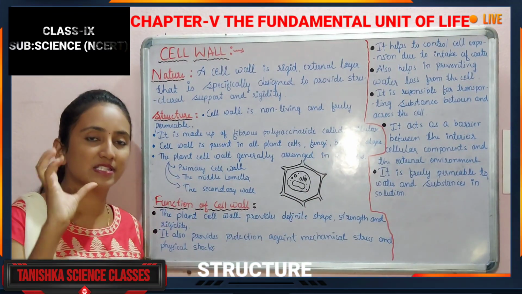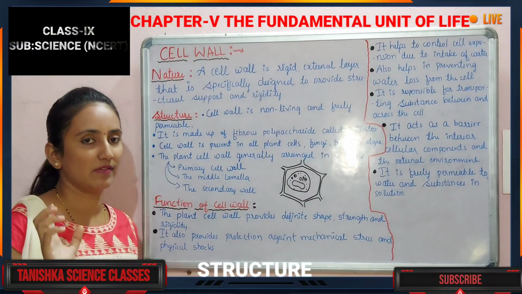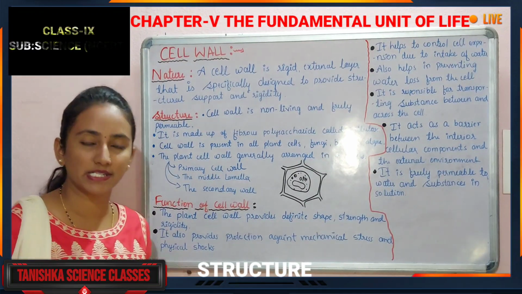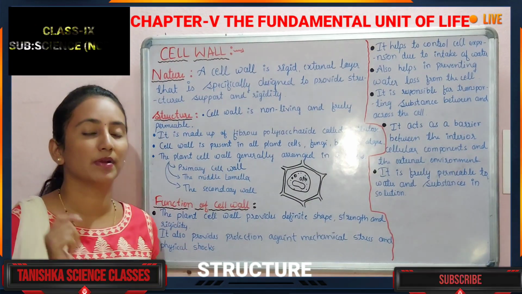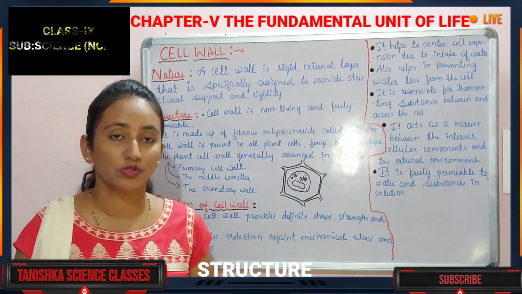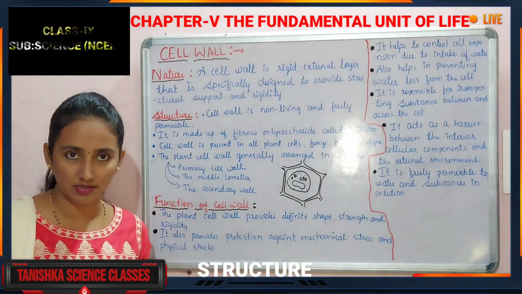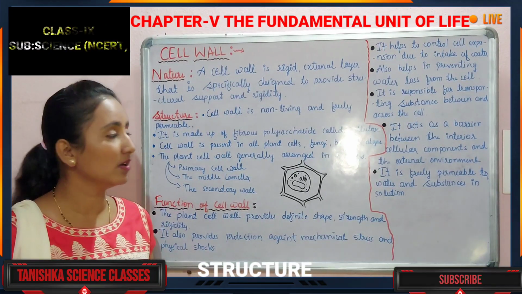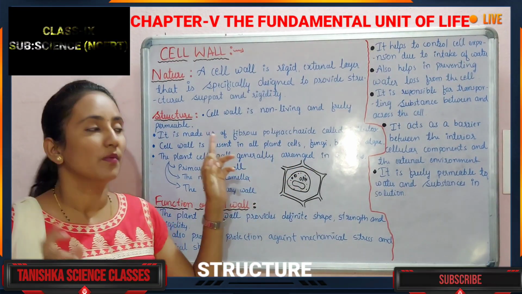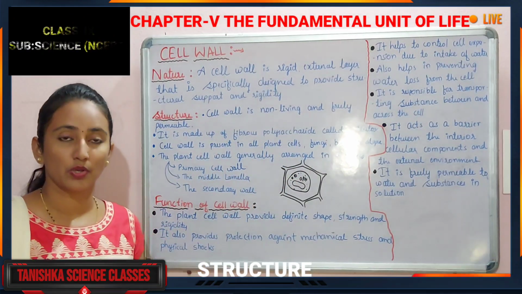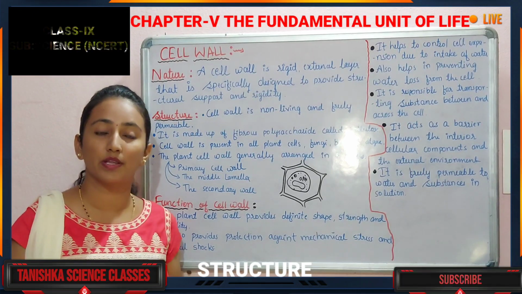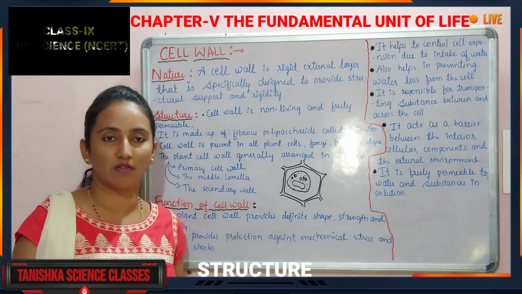I have said that only some organisms contain a cell wall. Which ones? Plant cells, bacterial cells, fungal cells, and algal cells contain a cell wall. So they need protection and strength. For that, these organisms have the cell wall. You know that the cell wall gives a particular shape for the cell.